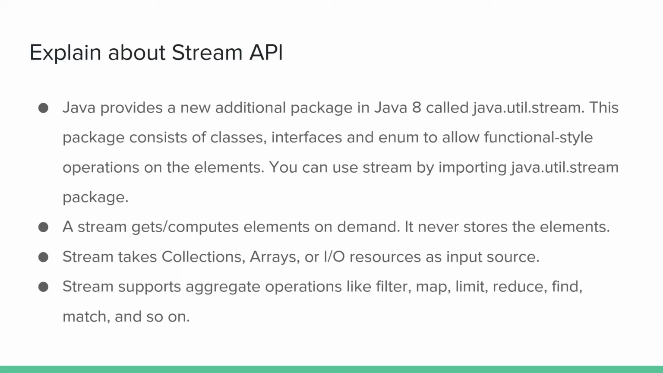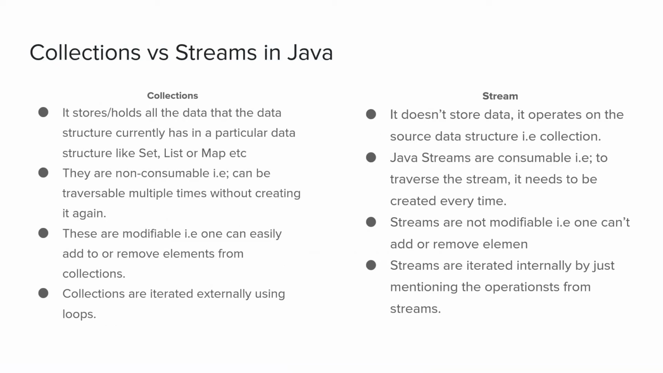This is such an important question. Whichever Java interview you go ahead with, this question will be there for sure. Difference between collections and streams in Java. Collections is all about storing or holding all the data that the data structure currently has in a particular data structure like set, list or map. But stream doesn't store data. That's what the previous question also highlighted. It operates on the source data structure, that's collection.